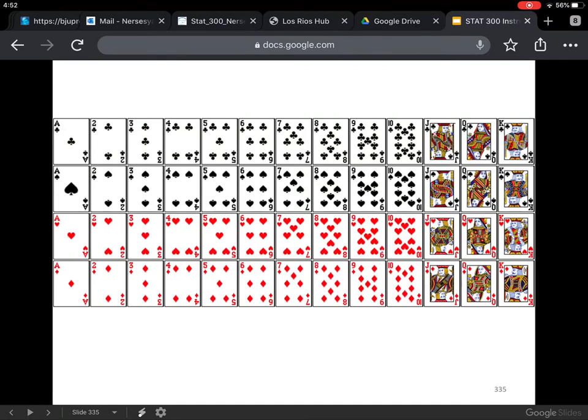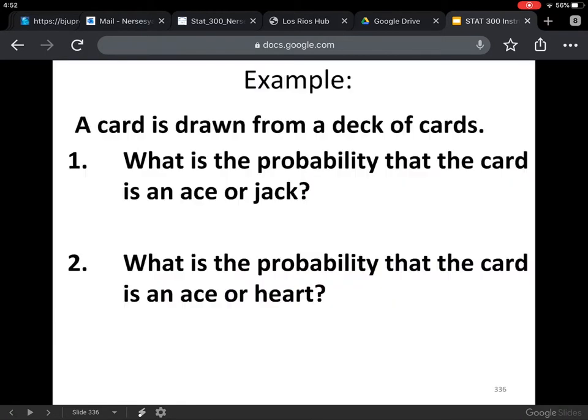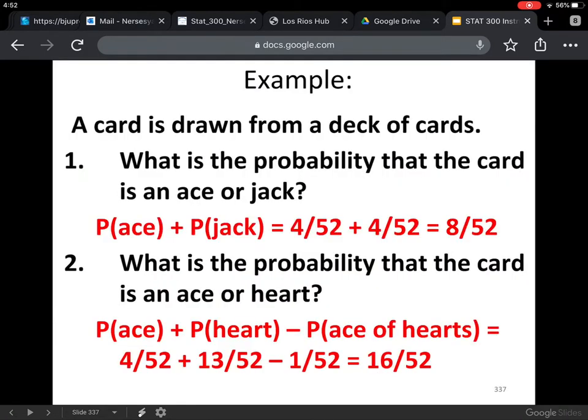Yes, there is. The ace of hearts would be counted twice. And therefore, I would have to actually omit one of the cards. The probability of getting an ace, there's 4 aces. The probability of getting a heart, there are 13 out of 52. And then minus the probability of getting an ace of hearts, which would be 1/52. And so the probability in that case would be 16/52.